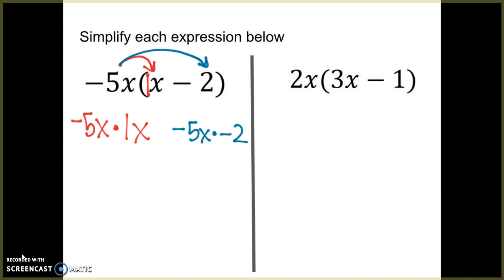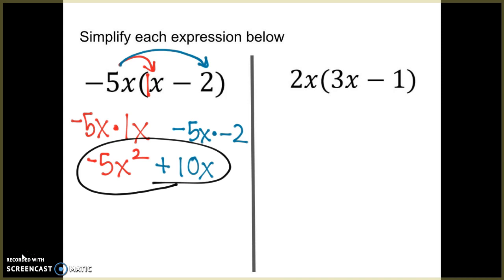So if I were to simplify this, negative 5 times 1, well, that's just negative 5. And then x times x is x squared. And similarly over here, I have negative 5 times negative 2, which is positive 10. And then since there's no other x, I just keep the x in my problem. And so this is my answer, and my answer is a binomial.